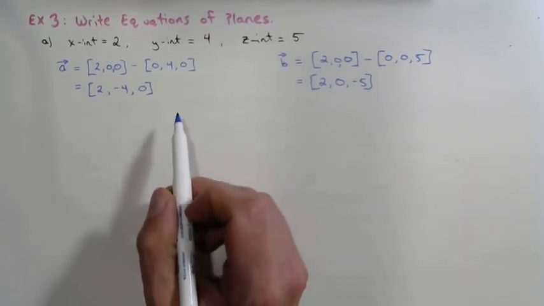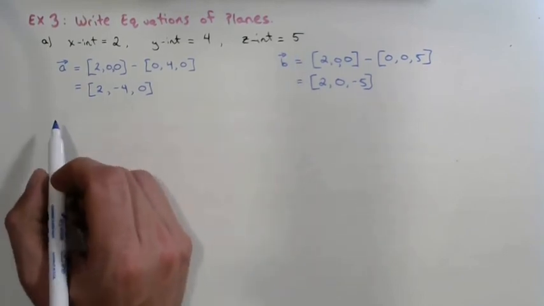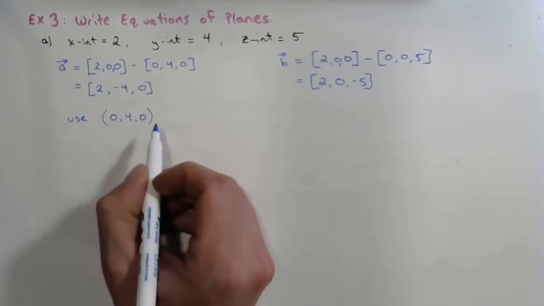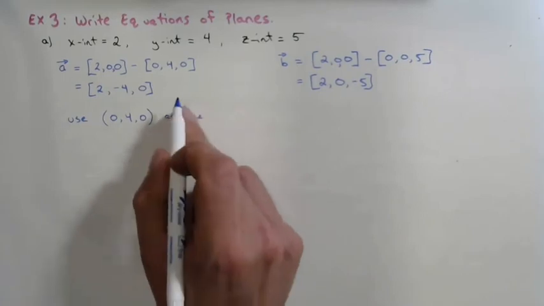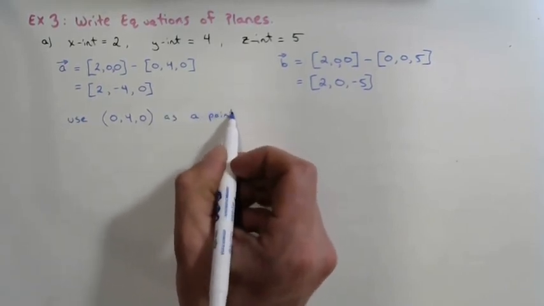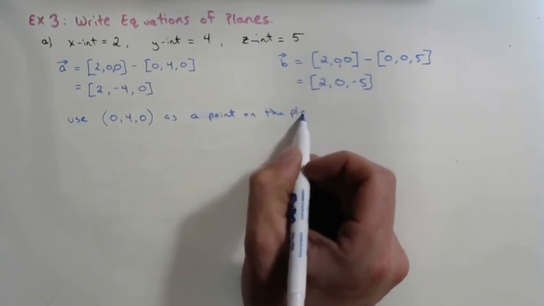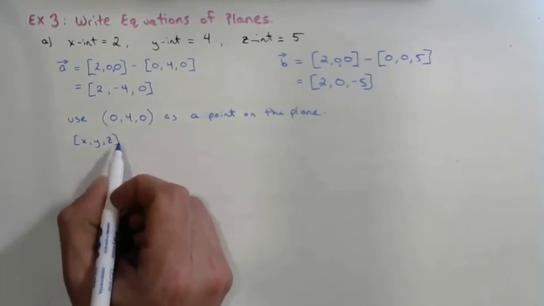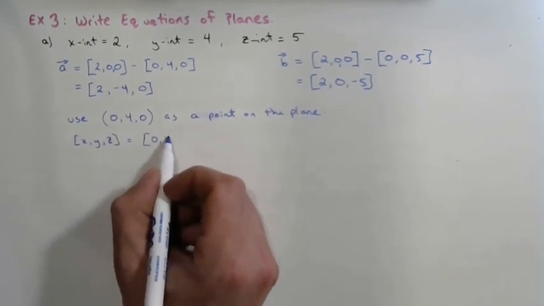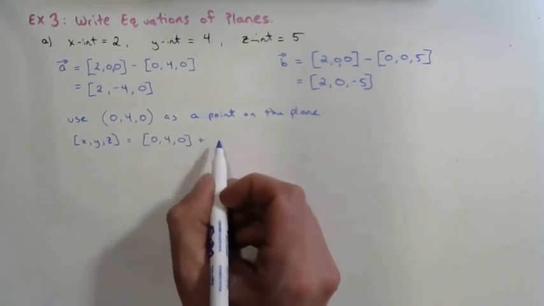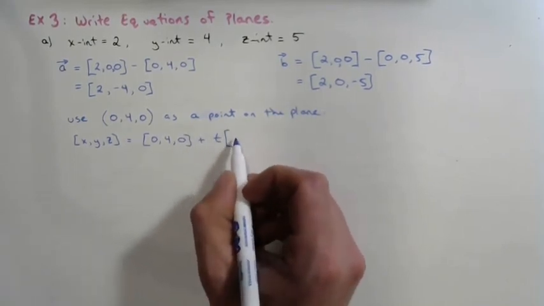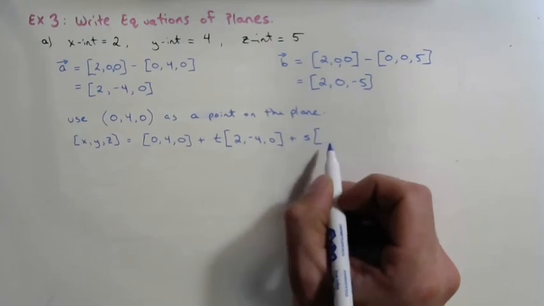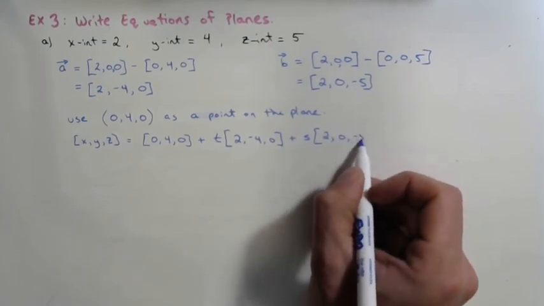Now for a point on the plane, I can use any 3 of those points. So let's use, this one doesn't matter, 0, 4, 0 as a point on the plane. And now we can get to writing our vector equation. (x, y, z) is equal to (0, 4, 0) as our position vector, plus some multiple of direction vector (2, -4, 0), plus some multiple of direction vector (2, 0, -5).